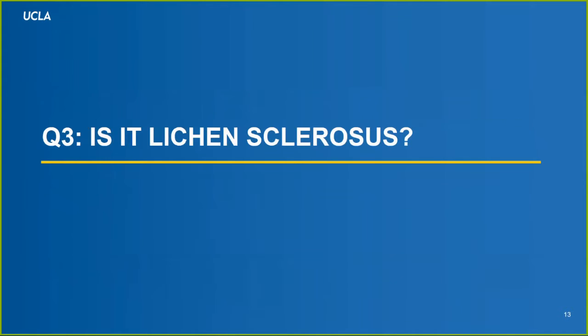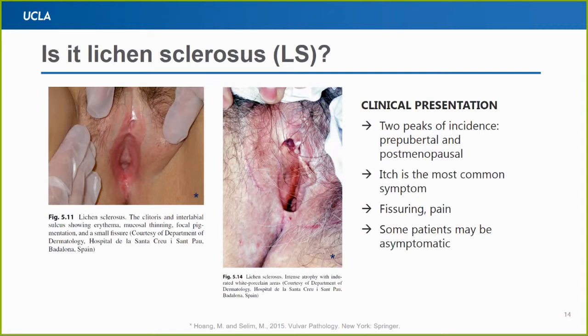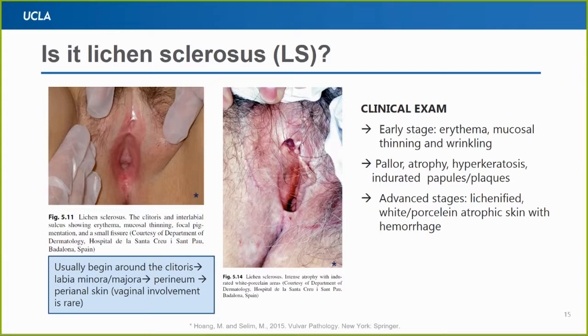Now onto the third question of, is it lichen sclerosus or can it be lichen sclerosus? It affects primarily Caucasian women with two peaks of incidence, one in the prepubertal and another in the postmenopausal age group. Patients may have symptoms, but some can be asymptomatic and may only be detected on clinical exam. LS usually begins around the clitoris, extends into the labia minora and majora, then to the perianal skin. Vaginal involvement is rare. At early stage, there may be thinning, then the patient develops hyperkeratosis and induration. Eventually, patients may develop sclerotic skin with atrophy and hemorrhage.